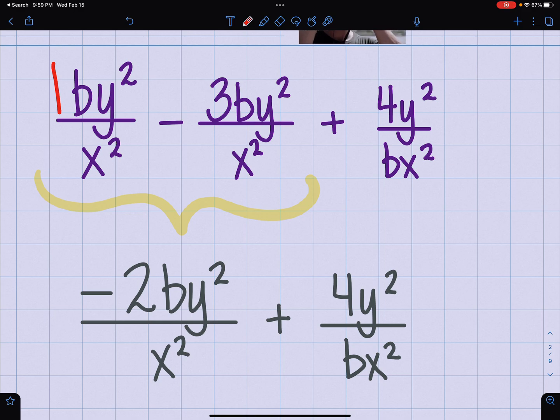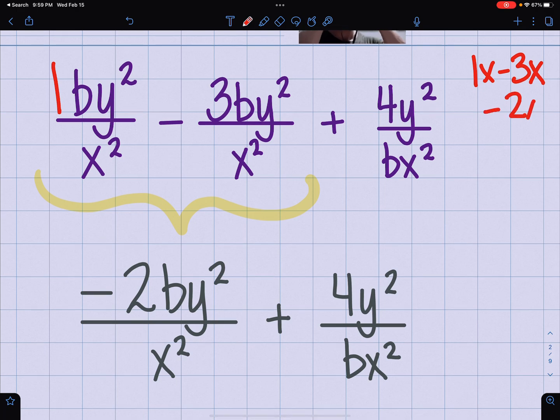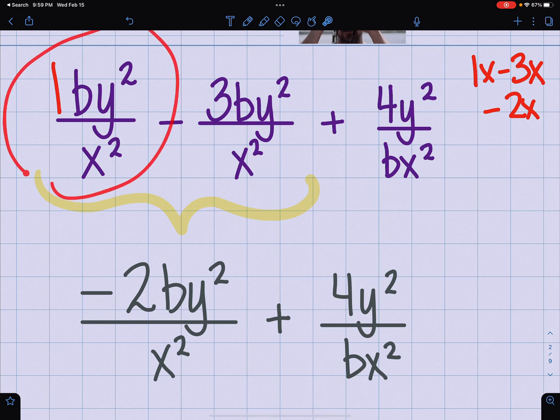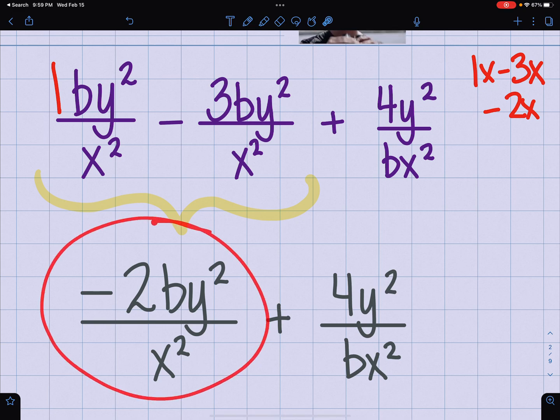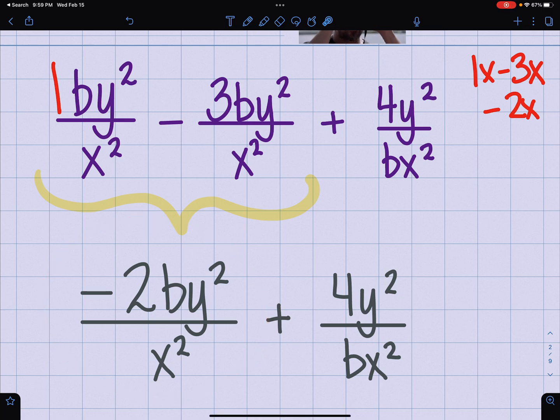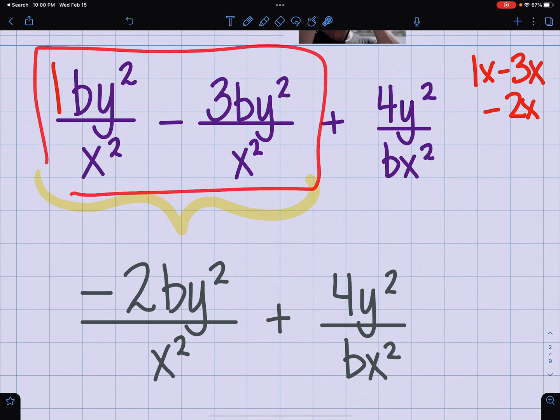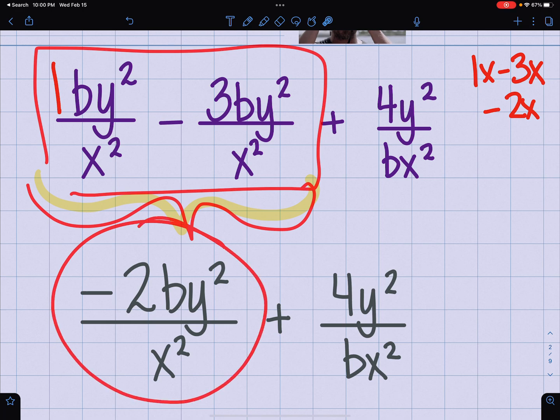So I see that those are both like terms. So now I know I can combine them. This is the same as saying 1x minus 3x, right? What would you get if you were doing 1x minus 3x? You would get negative 2x. It's the same with this. If you have like terms, it doesn't matter if it's an x or if it's a by squared over x squared. If it's 1 by squared over x squared minus 3 by squared over x squared, you get negative 2 by squared over x squared, right? Does that make sense? So you can combine these into one, and it becomes that.